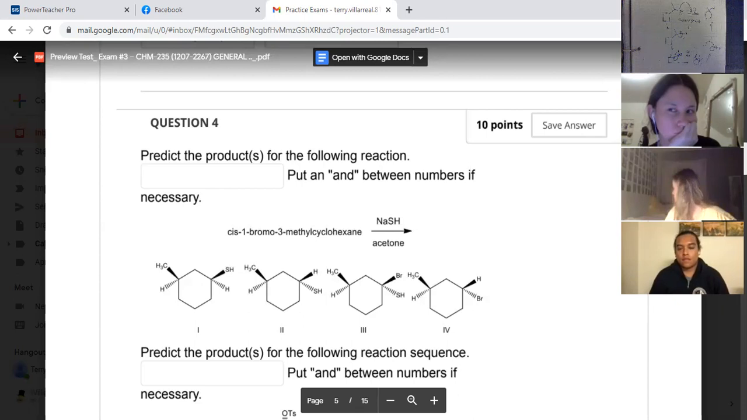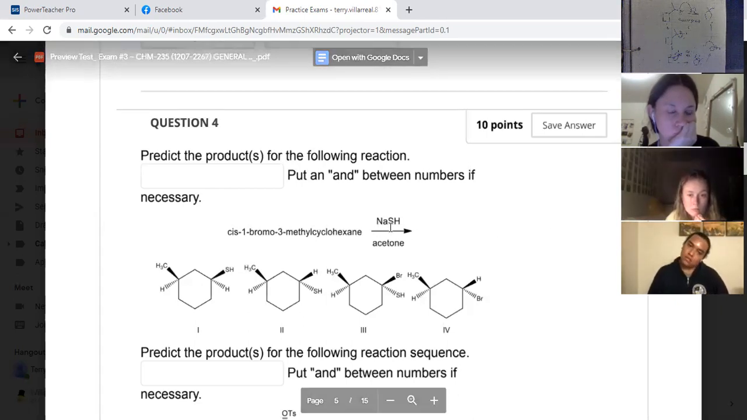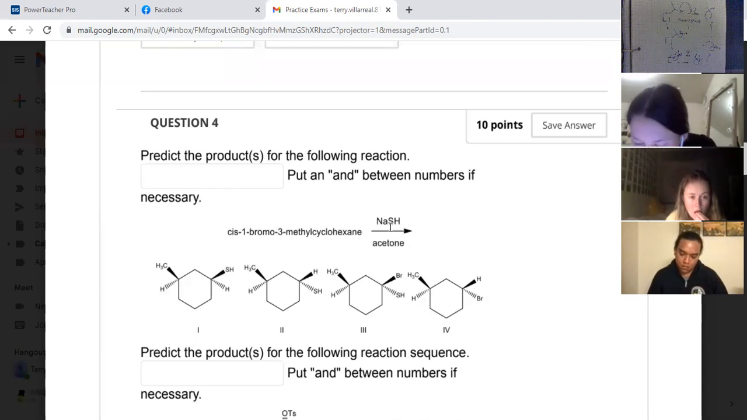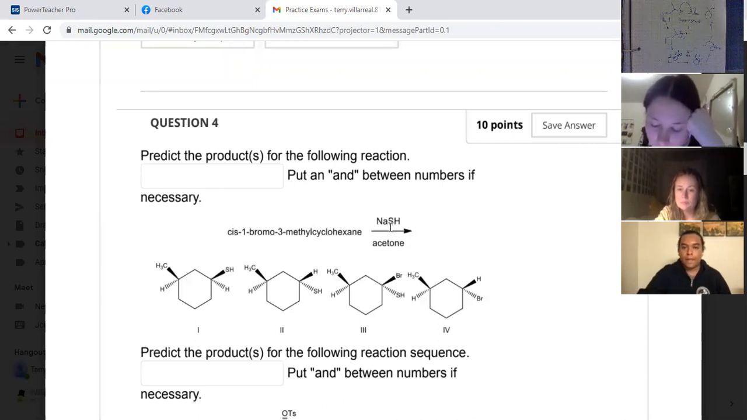We want to take a look at what's over the arrow. NaSH. Is this going to be strong or weak? Strong. Remember, if we see a metal, with the exception of that one that we did with the carboxylic acid, you're going to assume that it's either going to be a strong nucleophile or a strong base. Okay, now SH minus, nucleophile or base? Whenever you see an S minus, we should always think strong nucleophile. SH minus is always going to be a strong nucleophile.